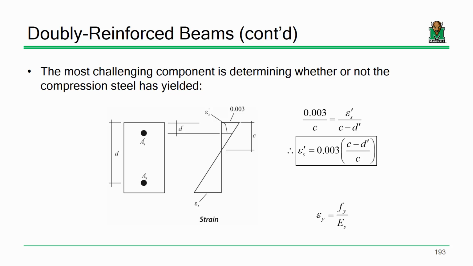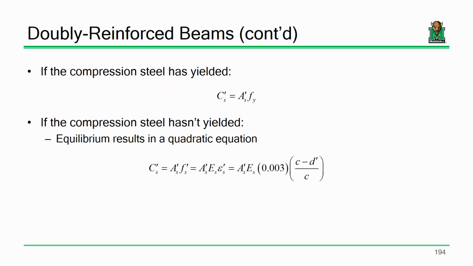So this is the strain in the steel that's in compression, epsilon sub S prime. And what we'll find is that there is a very real possibility that that is less than this. So let's walk through that. If the compression steel has yielded, how do you determine the force in that steel? It is the area times Fy.